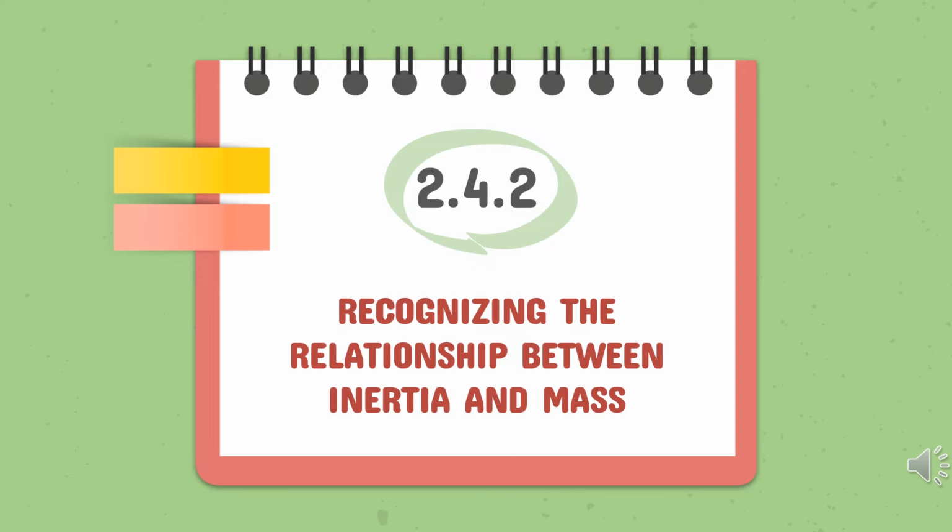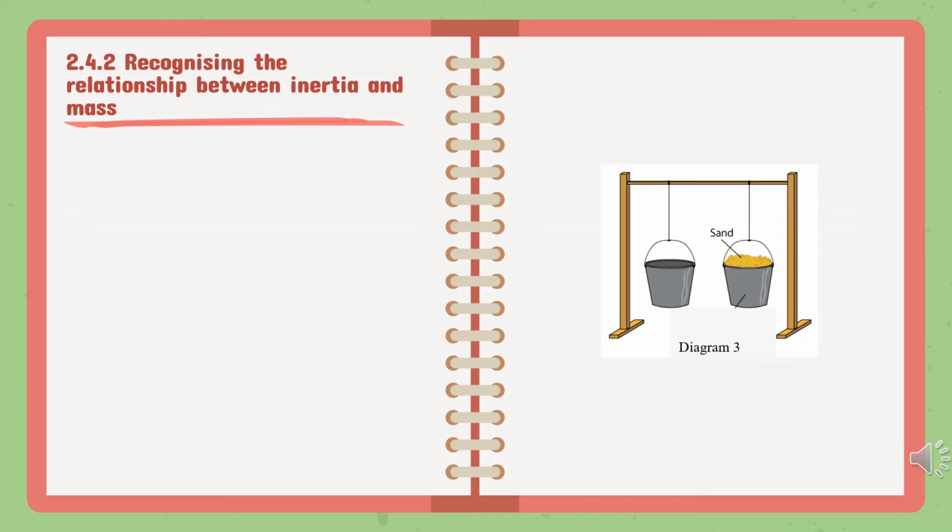Let's move to the second part of our lesson, recognizing the relationship between inertia and mass. Look at diagram 3. There are two pails hanging on a pole. The pails are hung at the same height. One of the pails is fully filled with sand. If a man is asked to make both pails swing by pushing them simultaneously with the same force, and then we ask him a question, which pail is harder to push?